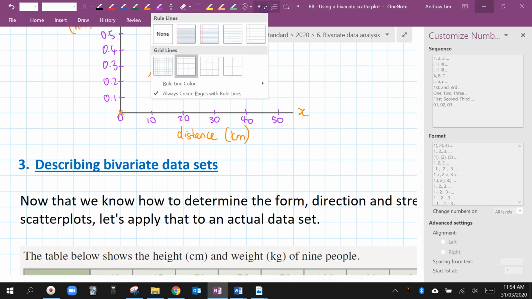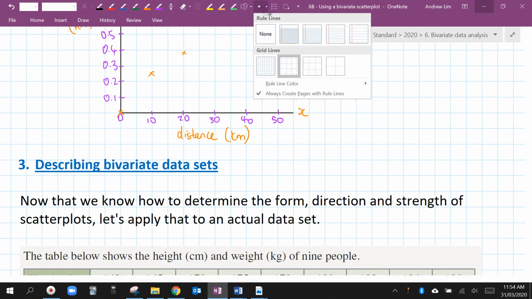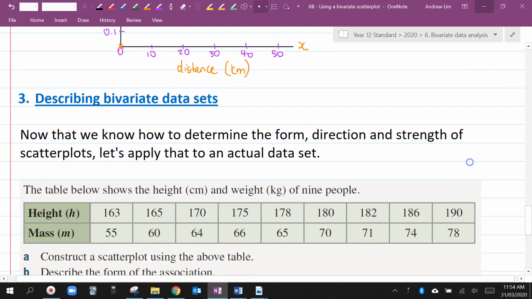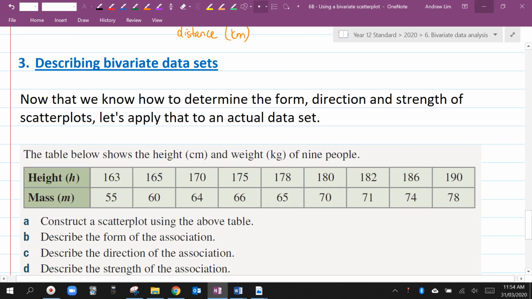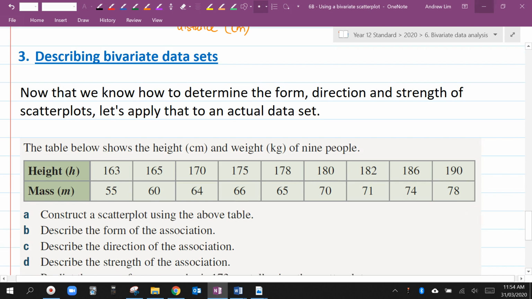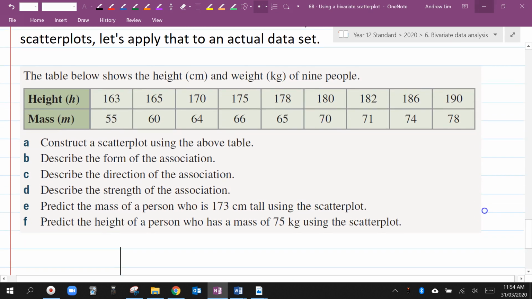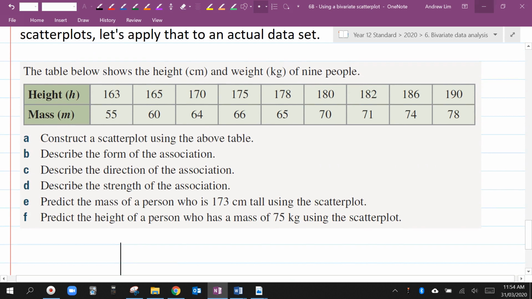Back to this. Alright, so last thing for this lesson is describing bivariate data sets. Now that we know how to determine the form, direction, and strength of scatter plots, let's try and apply that to an actual data set. So the table below shows the height in centimeters and weight in kilograms of 9 people. Question A asks us to construct a scatter plot using the above table.